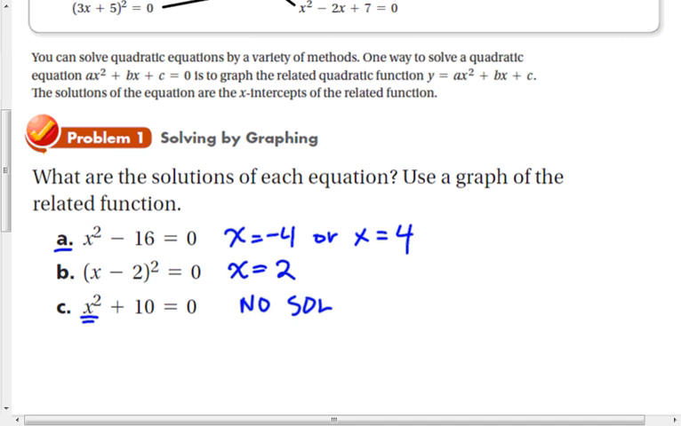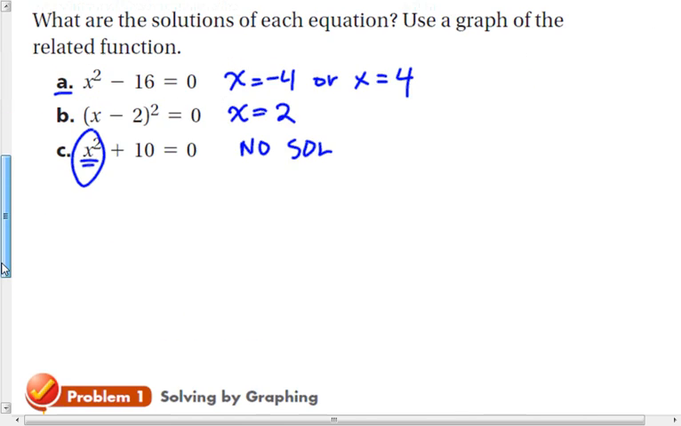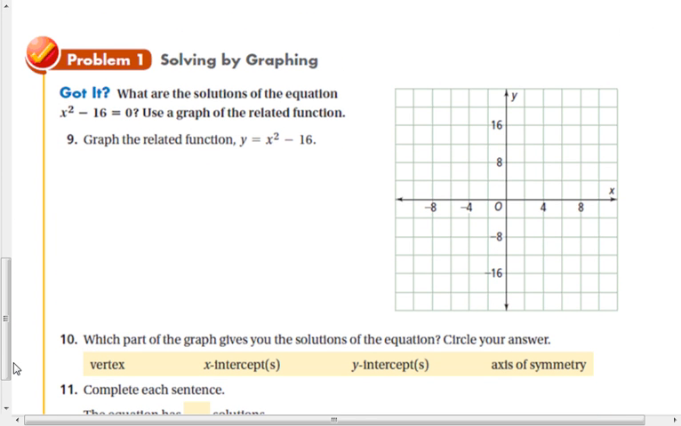That kind of makes sense because these numbers are always positive, right? And if you added 10, you never get 0. Okay? So I'm going to let you try that, and I'll check back with you.